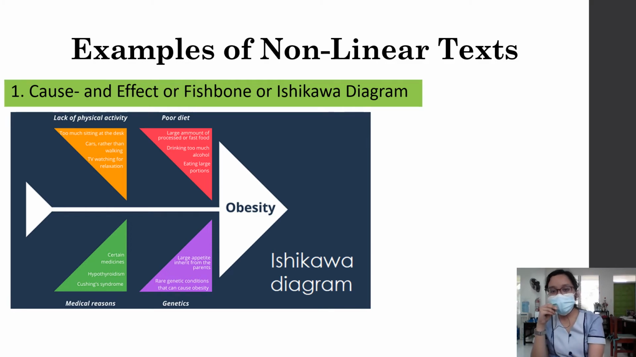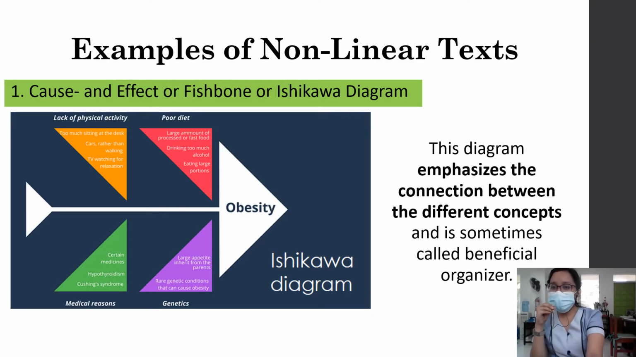So what is this? How does this work? This type of graph, we use this to emphasize the connection between different concepts. Okay, on the screen, you see obesity. This is called cause and effect because at the end of the fishbone, you will see the causes why there is obesity. So look at the first one from the left.